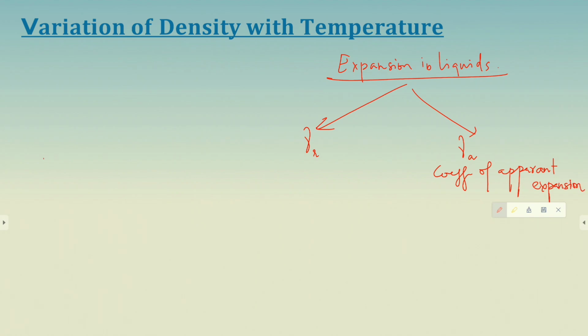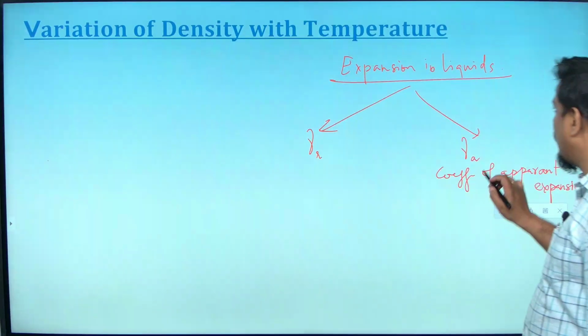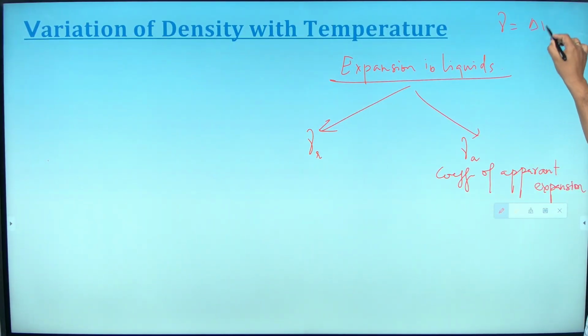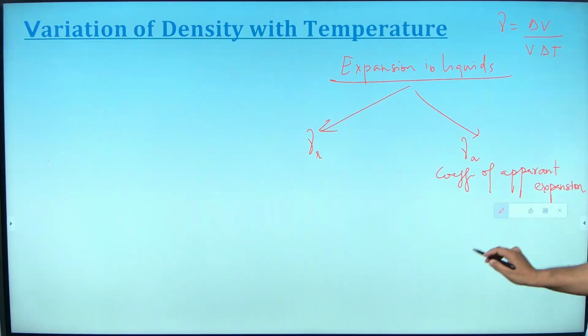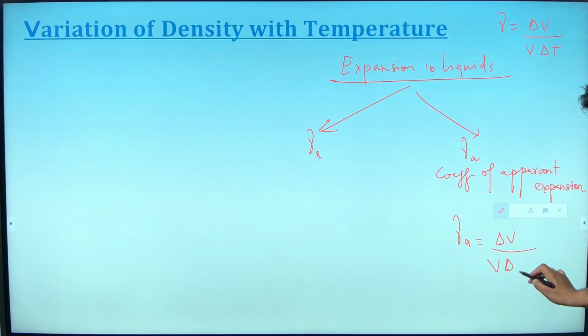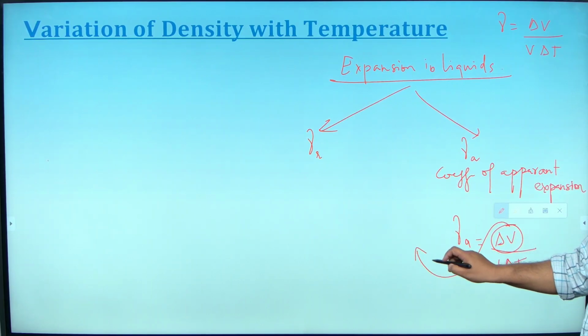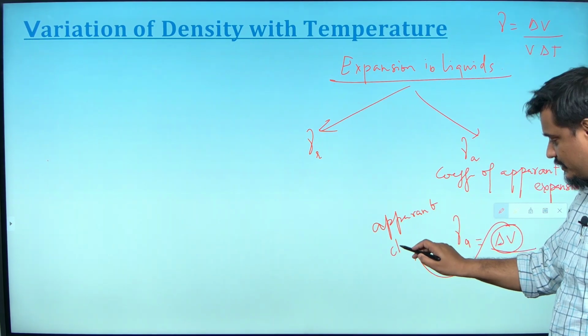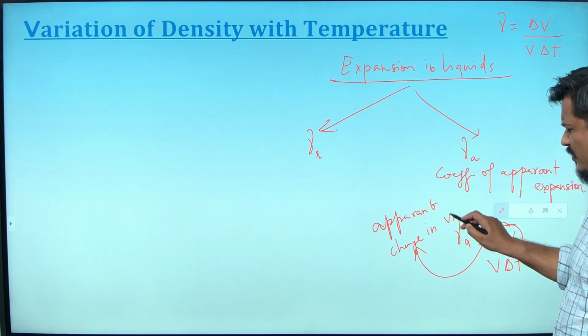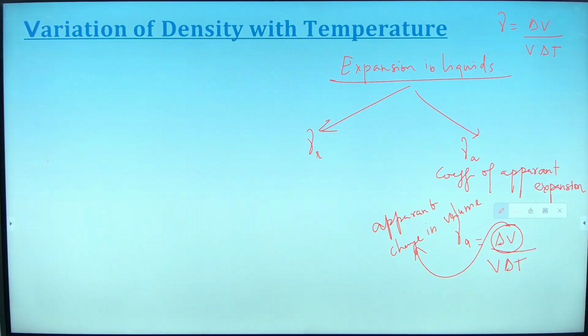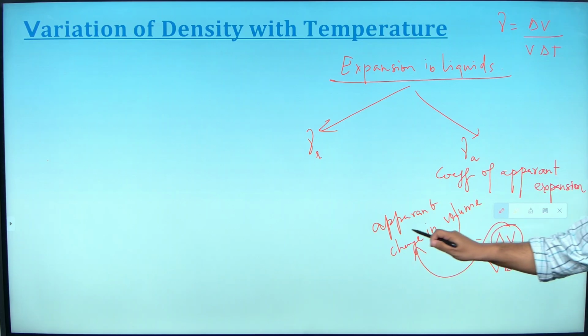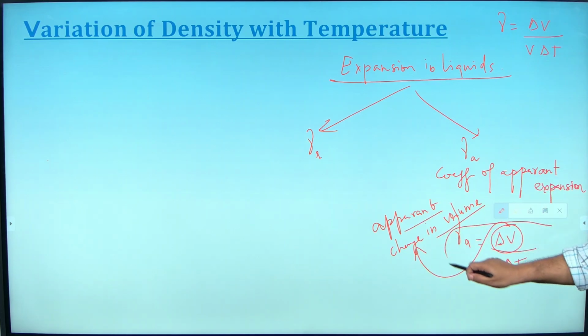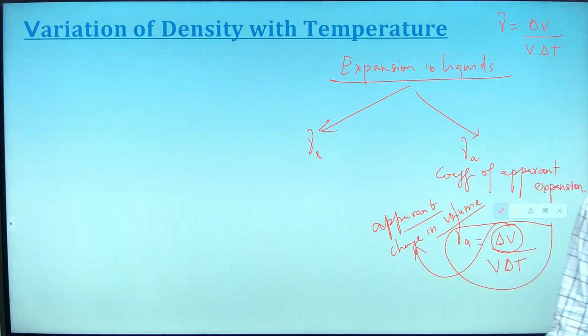Gamma A, we write it. The gamma formula generally was gamma is equal to delta V by V delta T. So here gamma A will be equal to delta V by V delta T. But what will be delta V here? The apparent change in volume, not the real change. In solid it is the real change, in liquid it will be apparent. The change is not only of the liquid, it is of the liquid as well as the solid in which the liquid was kept. I hope my point is clear.